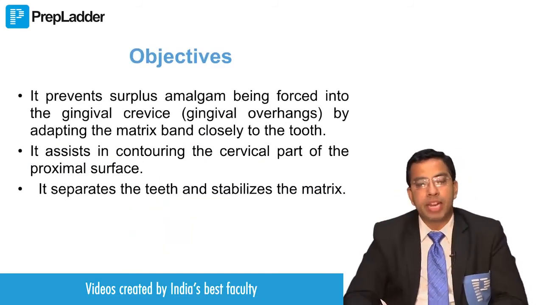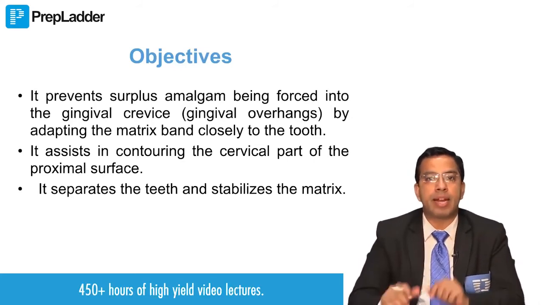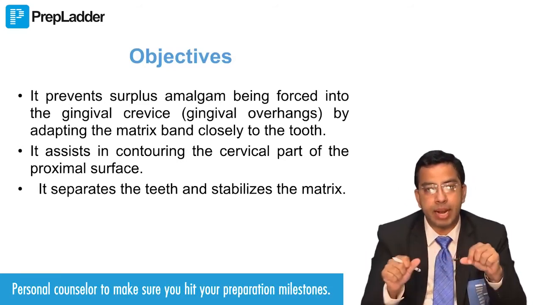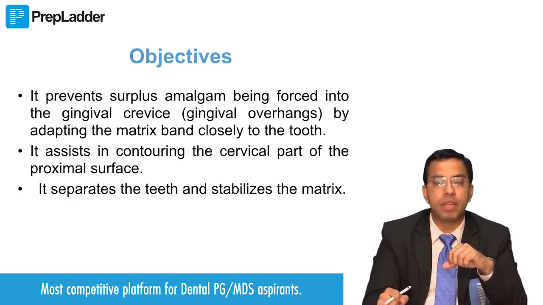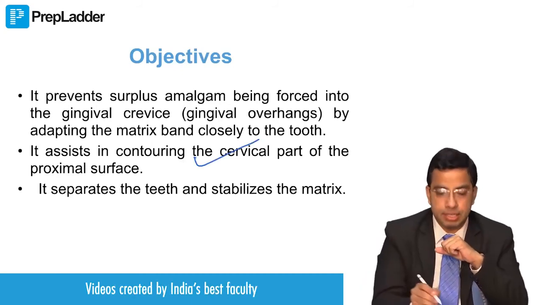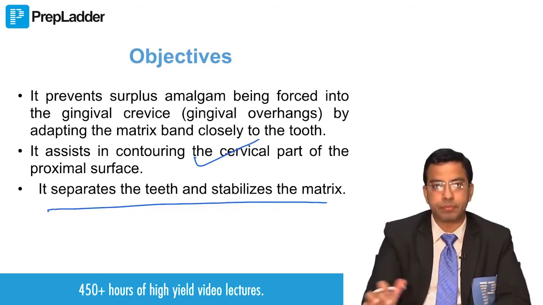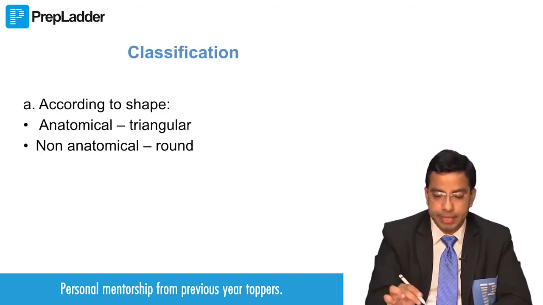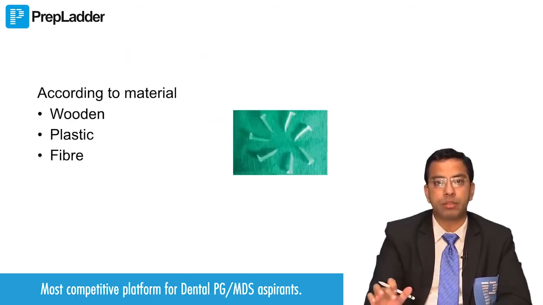What are the objectives? It prevents the surplus amalgam from being forced into the gingival crevice by adapting the band close to the tooth structure. Since the band is very nicely adapted to the tooth structure, the amalgam will not fall into the gingival crevice. It assists in contouring the cervical part of the proximal surface. Sometimes the wedges are also used for tooth separation. If you want to classify according to the shape, they can be triangular or they can be round.